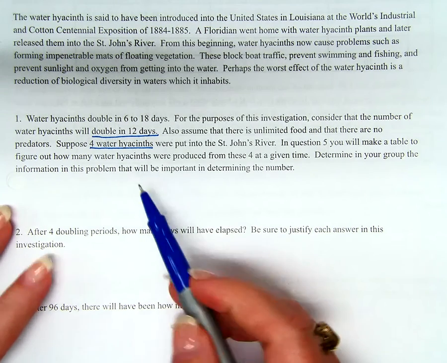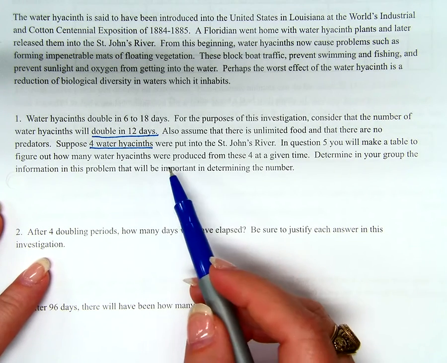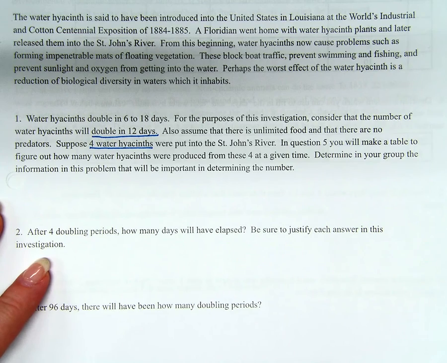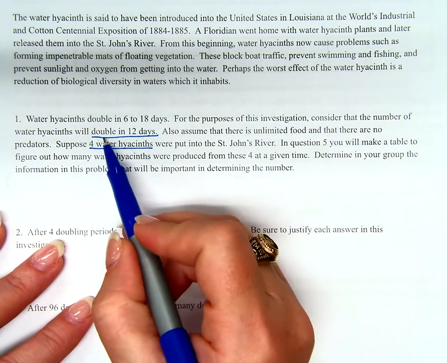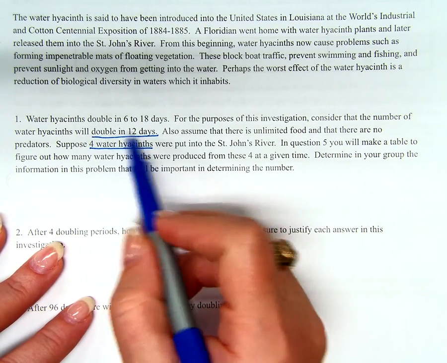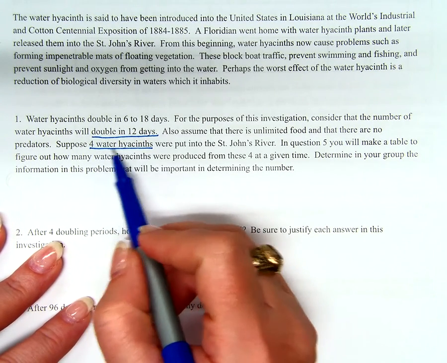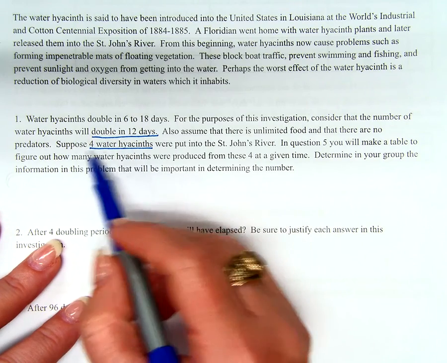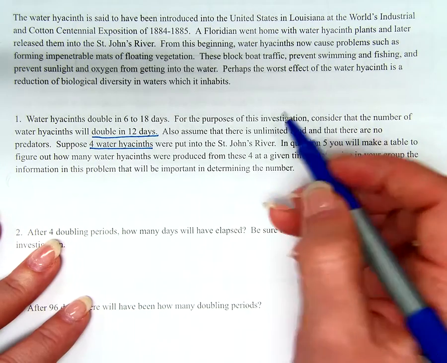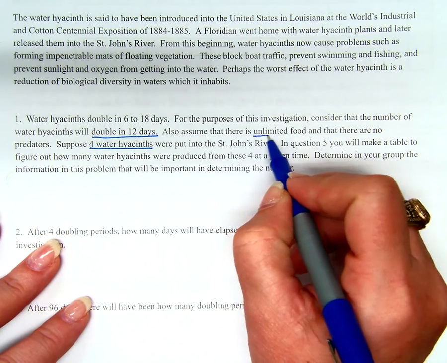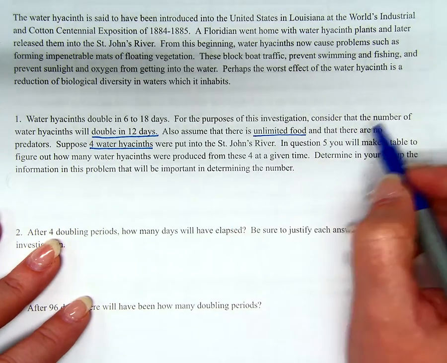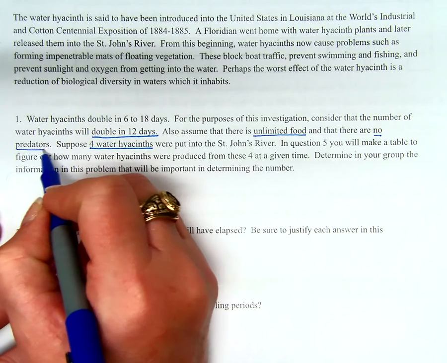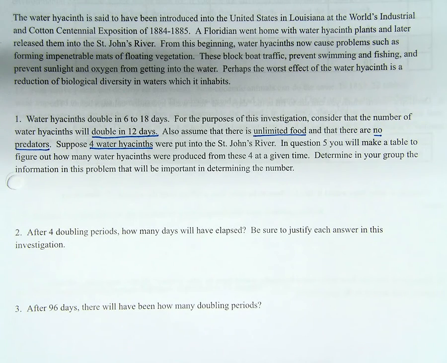So when we're deciding the important stuff that's going to be important to us in this problem, we've underlined the fact that it'll double in 12 days, and we've underlined 4 water hyacinths. We started with that, okay? You also think we should underline unlimited food and no predators? Okay.